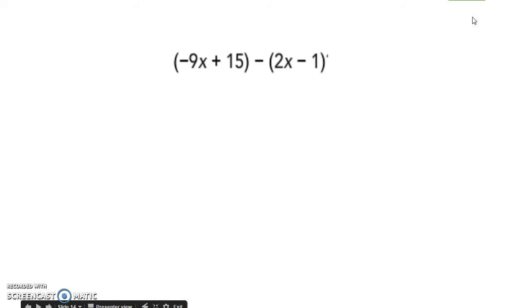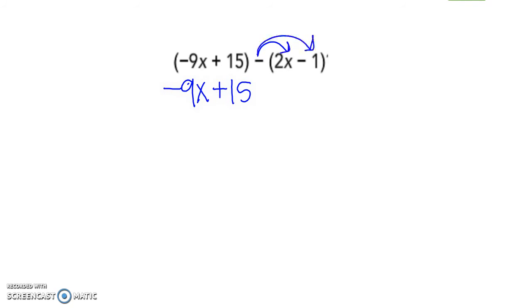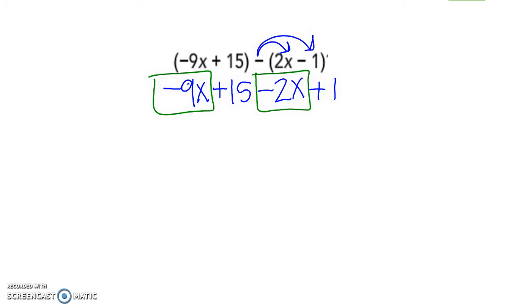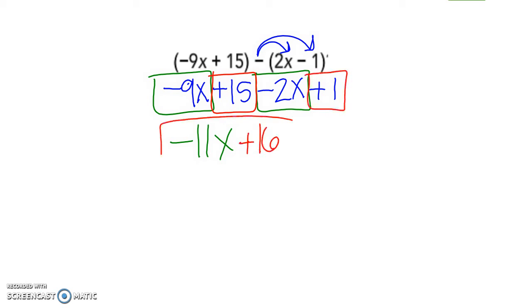All right, try this one on your own. Hit pause, work it out. When you're ready to check your answer, hit play. All right, again, I have to distribute the negative. So the first set of parentheses is going to stay the same, negative 9x plus 15. But then here, we switch the sign of each of those terms, minus 2x plus 1. Next, I'm going to combine like terms, so minus 9x minus 2x, that's negative 11x. And then plus 15 plus 1, plus 16. That's my answer. Simplified expression, we've combined the like terms.